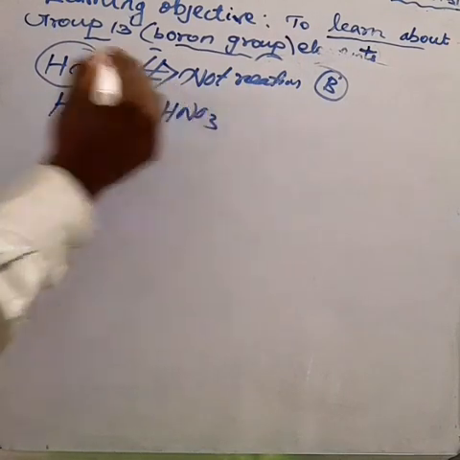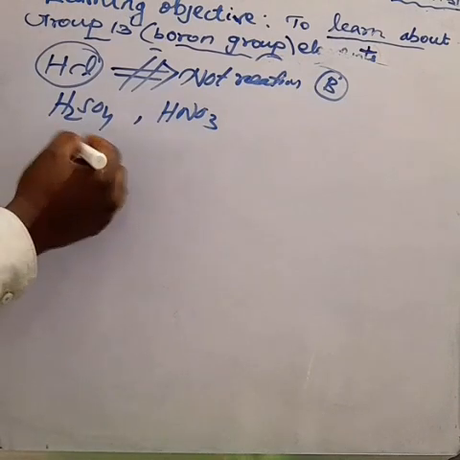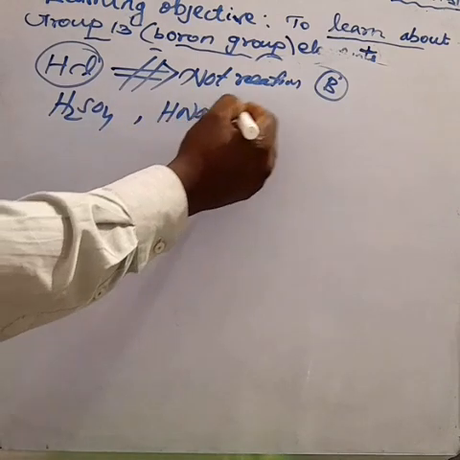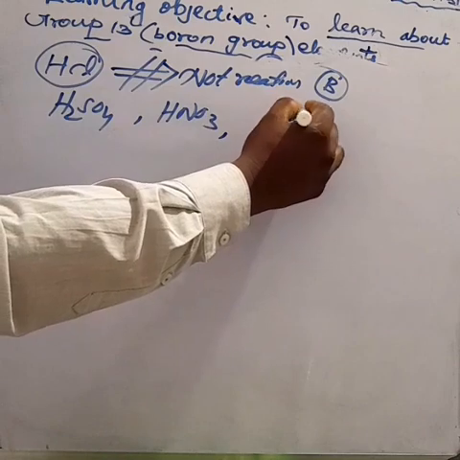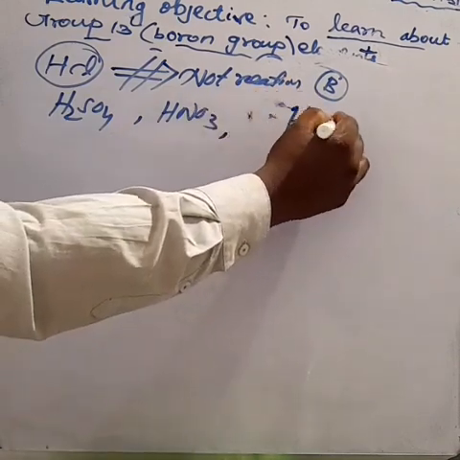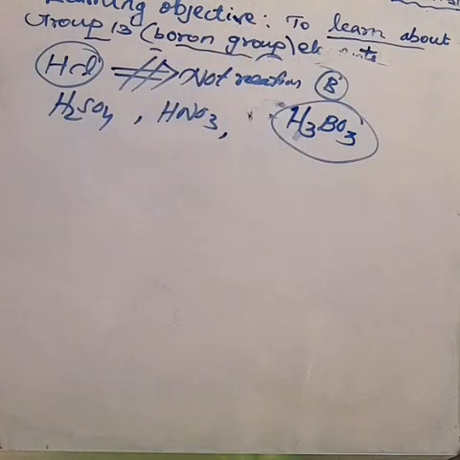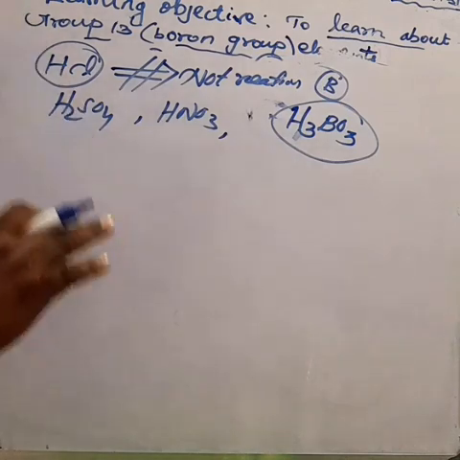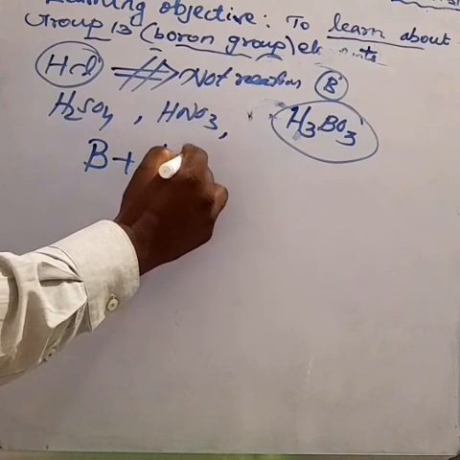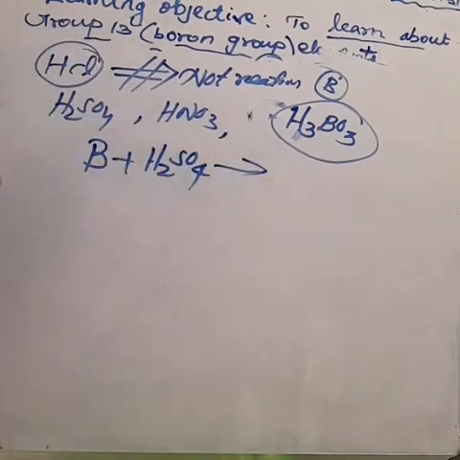acid. Boron reacts with oxidizing acids such as sulfuric acid and nitric acid to form boric acid. Boric acid, a very, very important term. Yesterday we learned about boric acid. What is the formula for boric acid? H3BO3. Did you learn yesterday? Yes. So anyhow, boron reacts with sulfuric acid. What is the formula? H2SO4. Okay, my dear children.